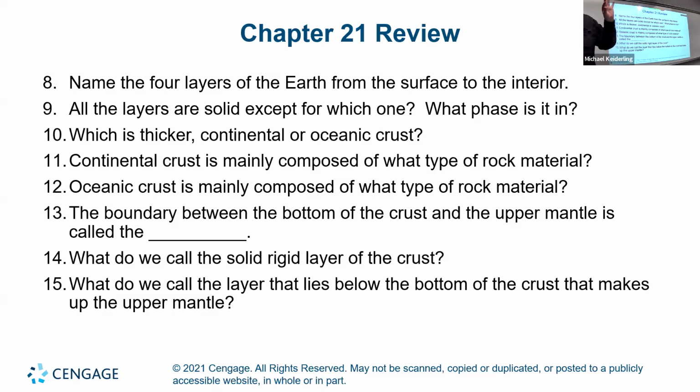The solid, rigid layer of the crust and upper mantle we call the lithosphere, rock sphere. Litho means rock. The layer that lies below the bottom of the crust, that makes up the upper mantle, that things can slide around on, that's the asthenosphere.